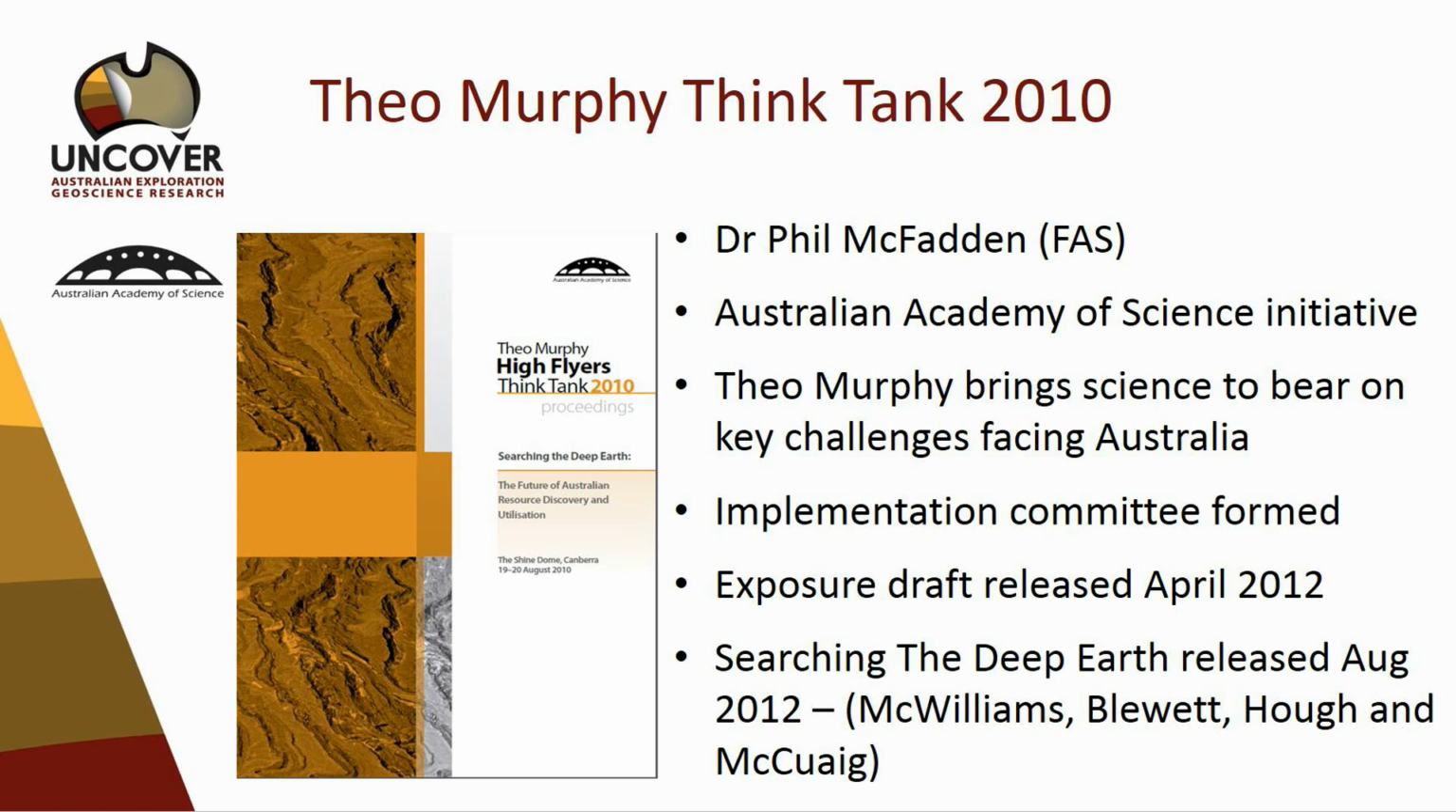So what was the reaction? In 2010, the Australian Academy of Science, led by Phil McFadden, a well-known geophysicist, put together a challenge for the Theo Murphy think tank. It's not a geoscience think tank, it's just a think tank that's put on once a year, and in 2010 it was on improving exploration performance undercover. They held the think tank in Canberra, and an implementation committee was formed.